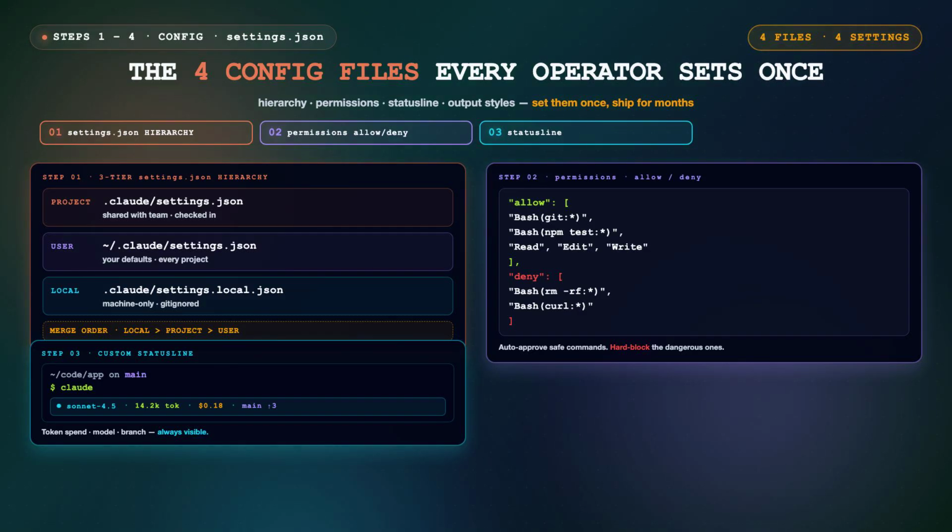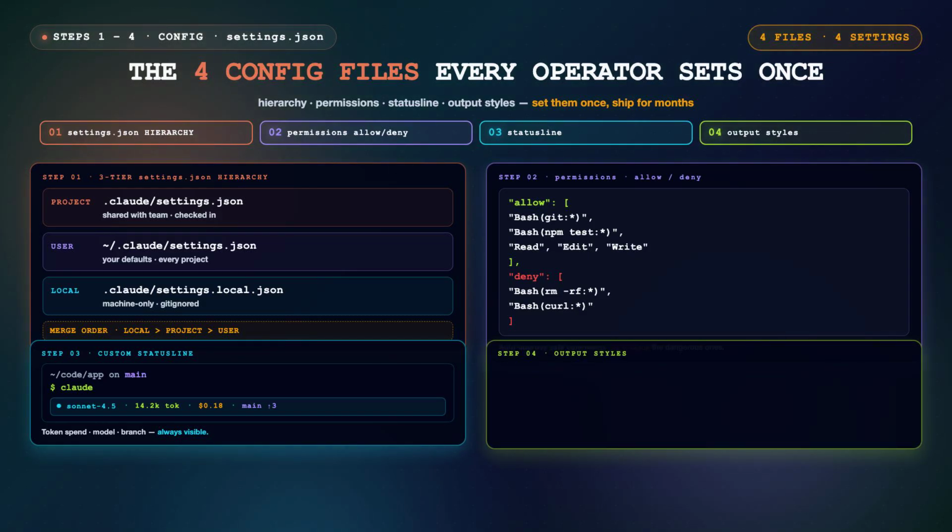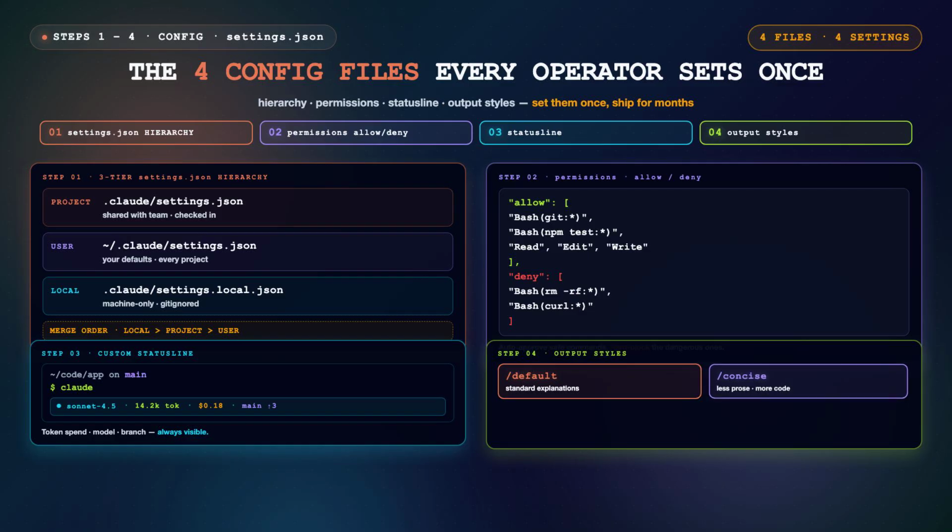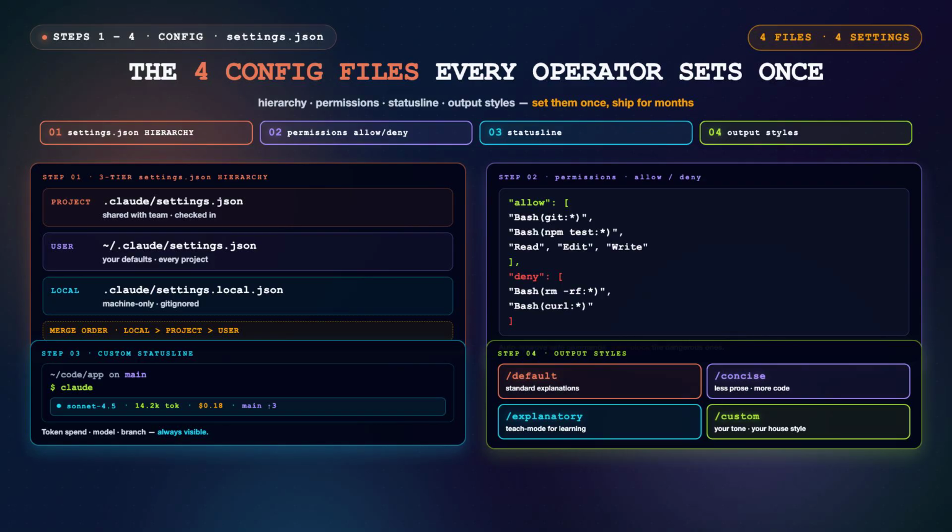Step 3. The status line. A shell command driven prompt at the bottom of every session. Show the model. Show the Git branch. Show your tokens this session counter. 12 lines of bash, and you stop guessing what mode you are in.